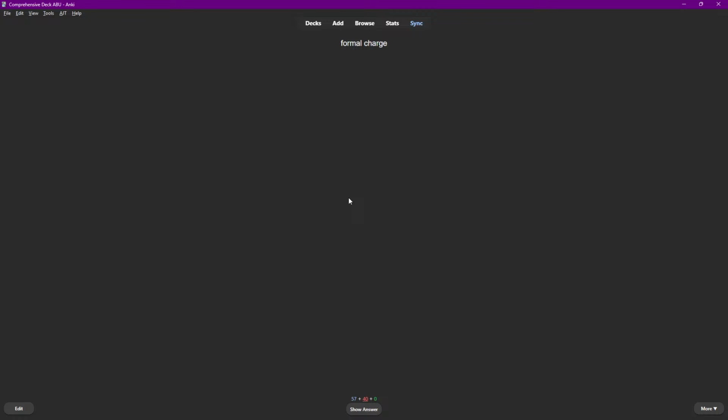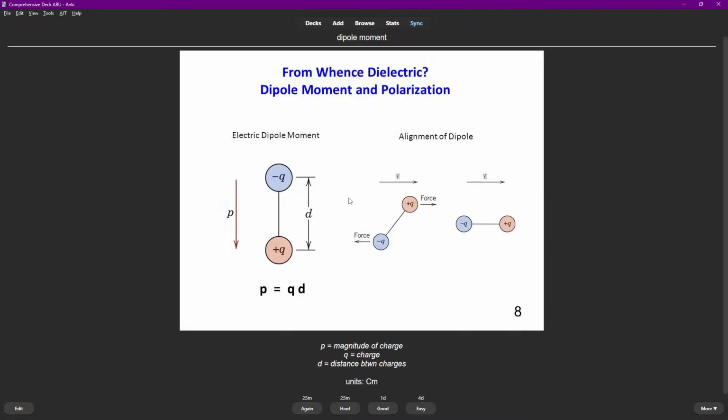Okay. We already talked about formal charge. We're getting our view slides. Formal charge is the valence electrons minus the number of lone pair electrons, minus 1/2 of the bonds. Dipole moment. Remember, I said this was P is equal to charge times distance, because think of it as torque.